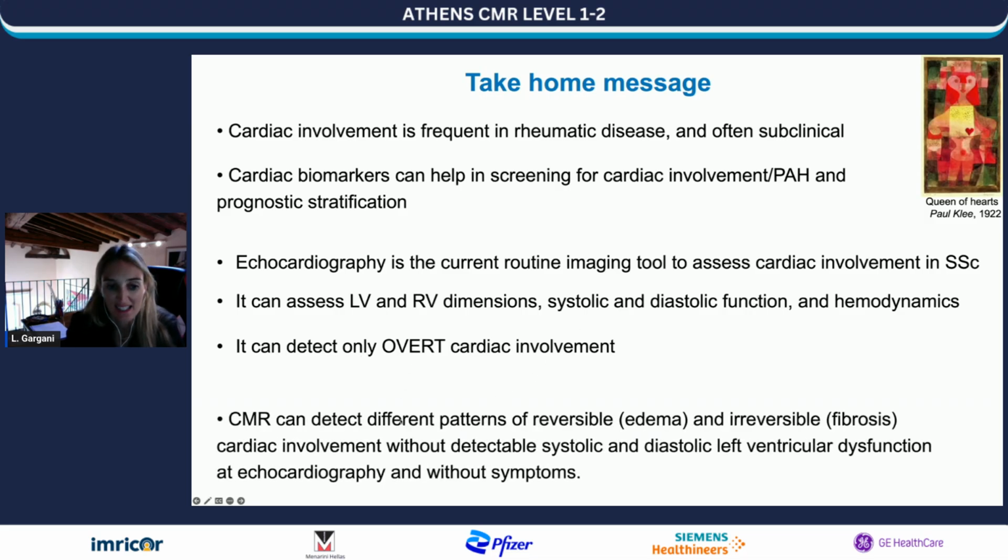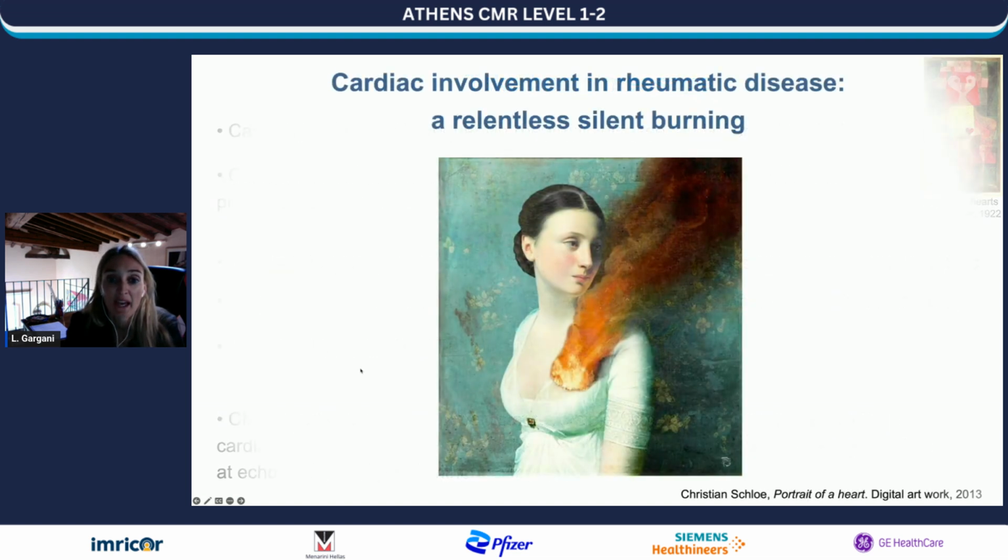So we need CMR to be much earlier, although of course echocardiography remains a cornerstone of the evaluation, as we have seen, especially for the pulmonary hemodynamics and valvular heart disease. So we have unfortunately this kind of relentless silent burning, which is a cardiac involvement in our patients, and this is why we have to be well aware and very early to address these patients.